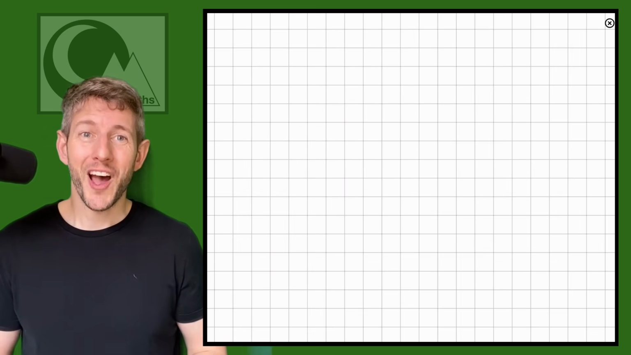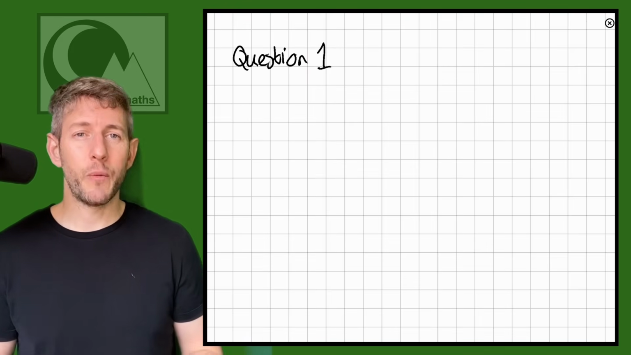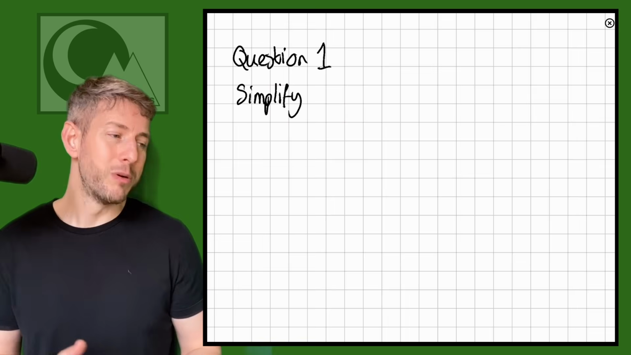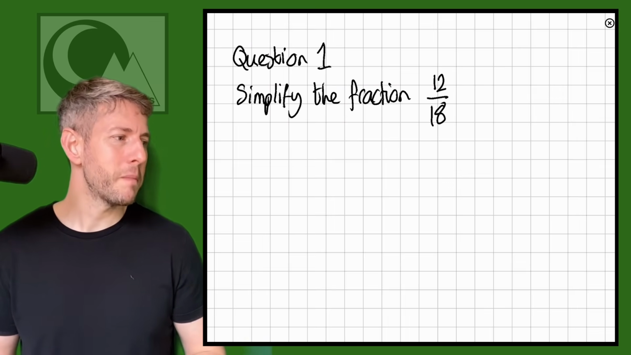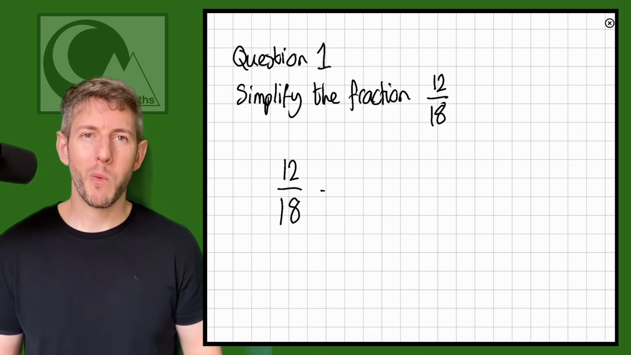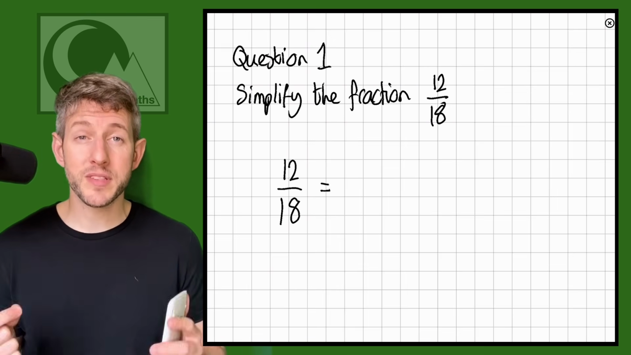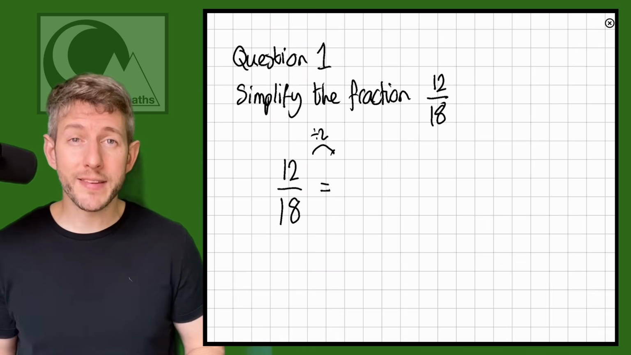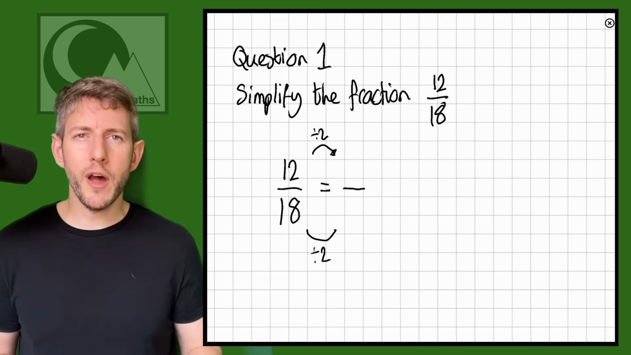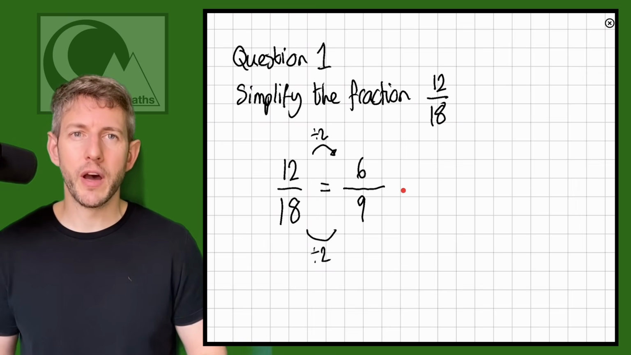Wonderful. Okay, now let's have a look at some practice questions and see how we'd apply it here. So here's the first practice question, and it says simplify the fraction 12 over 18. So here we go, we've got 12 over 18. Now remember, as long as we're multiplying or dividing the top and the bottom by the same thing, the fraction is staying the same. So 12 over 18 are both even numbers, so I know that I can halve them both. So 12 over 18 becomes 6 over 9.